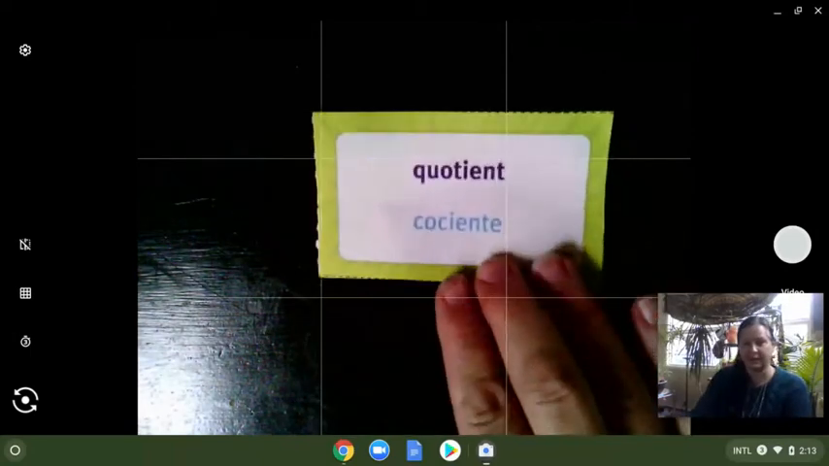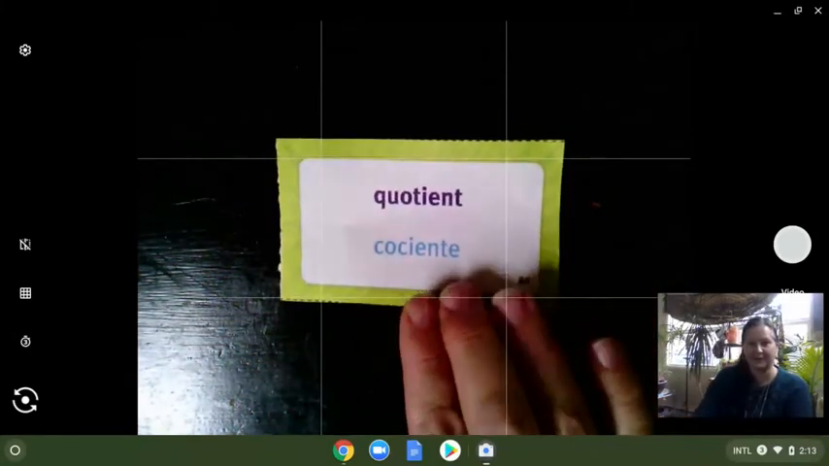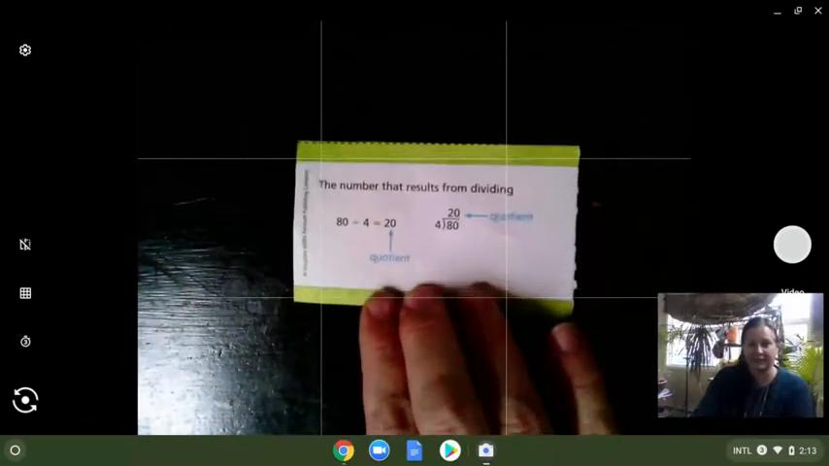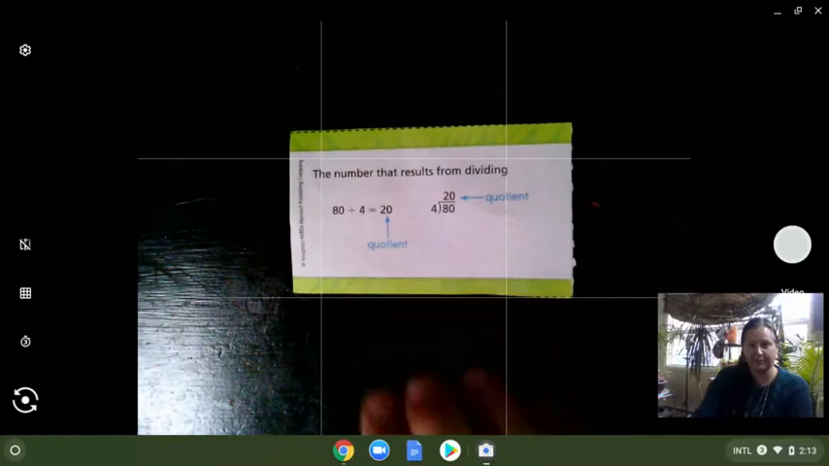Another word you need to know, and this one you've been working with all year as well, is quotient. A quotient is an answer from a division problem. So whenever you divide, your answer is called the quotient.